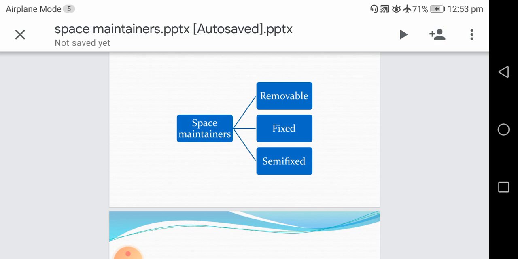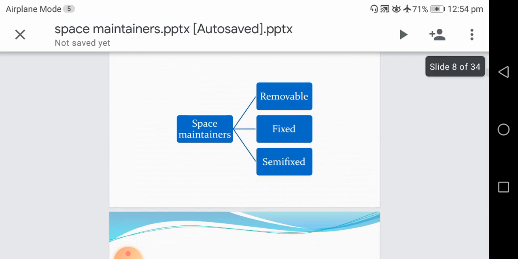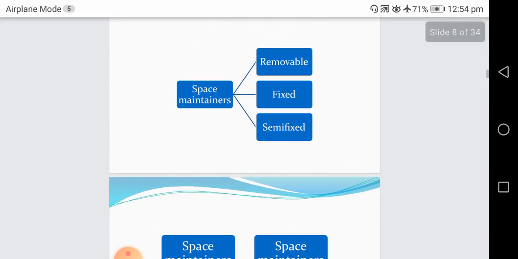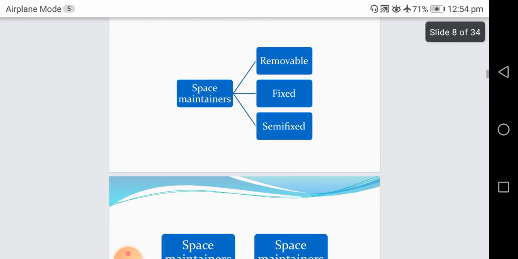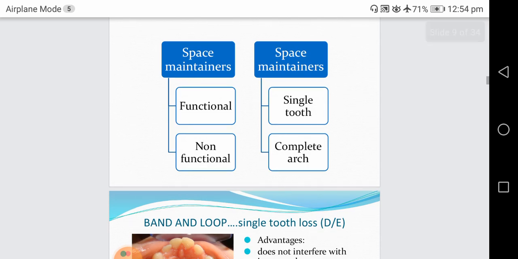Those come under the removable space maintainers. Under fixed space maintainers we have, for example, the lingual arch space maintainer, the Nance palatal arch space maintainer, etc. In those, both ends of the appliance are fixed. Whereas in semi-fixed, one example is the band and loop space maintainer, in which only one end is fixed and the other end is free. Those are considered semi-fixed. Next is functional space maintainers and non-functional space maintainers. Functional means those space maintainers which restore function, that is mastication.